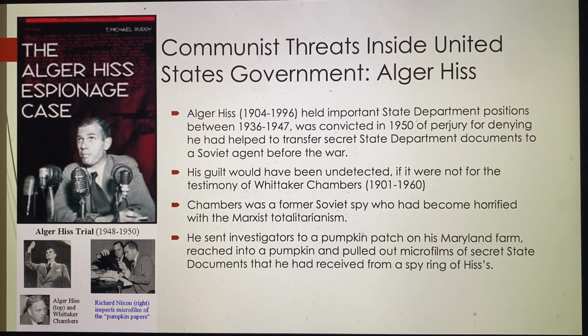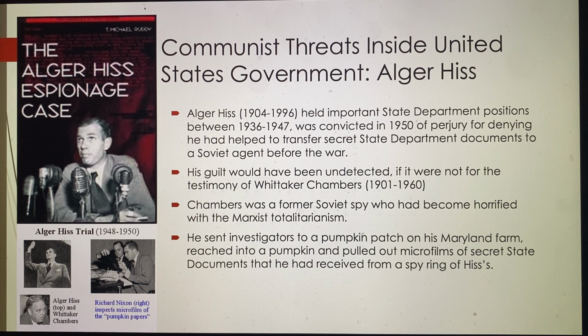So here he was, helping during the war, right at the side of Roosevelt, FDR, in the midst of going over to Russia and on to the different meetings over there, and he was a spy. His guilt would have been undetected if it were not for the testimony of Whittaker Chambers. So there was a communist spy that had turned, or decided that he was going to reveal. It was a double agent, really.